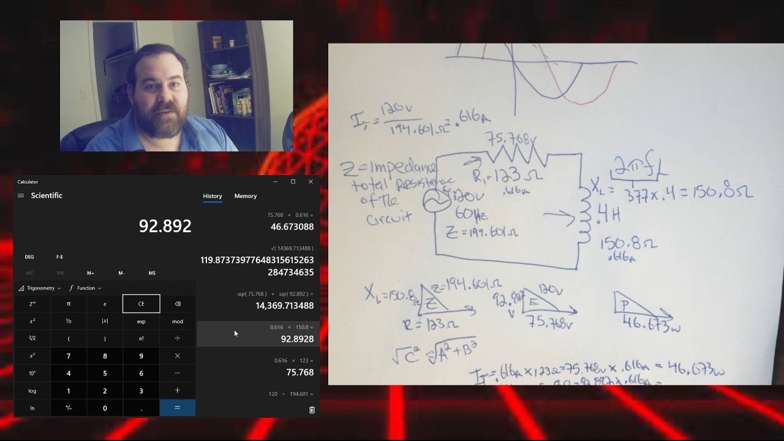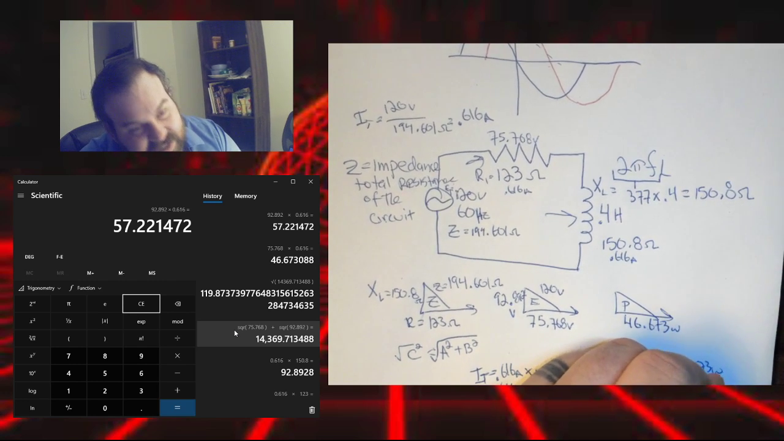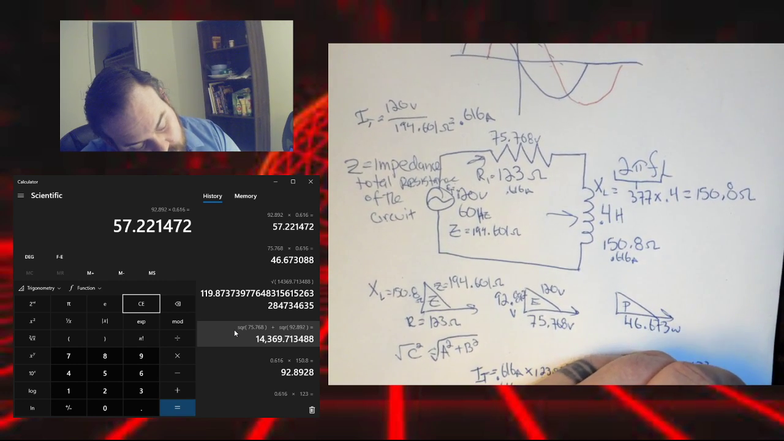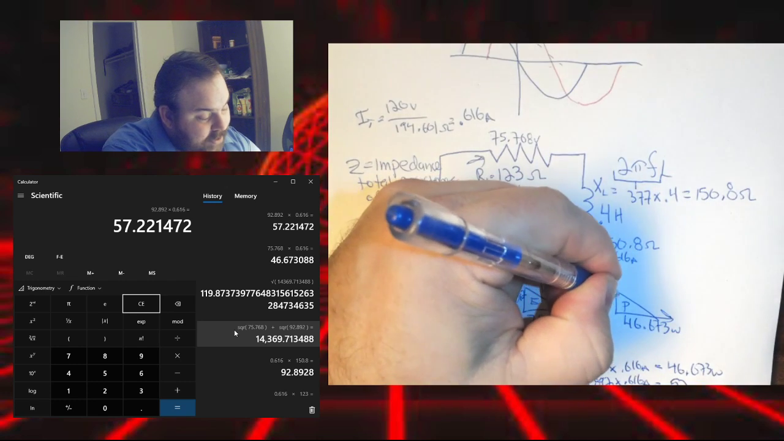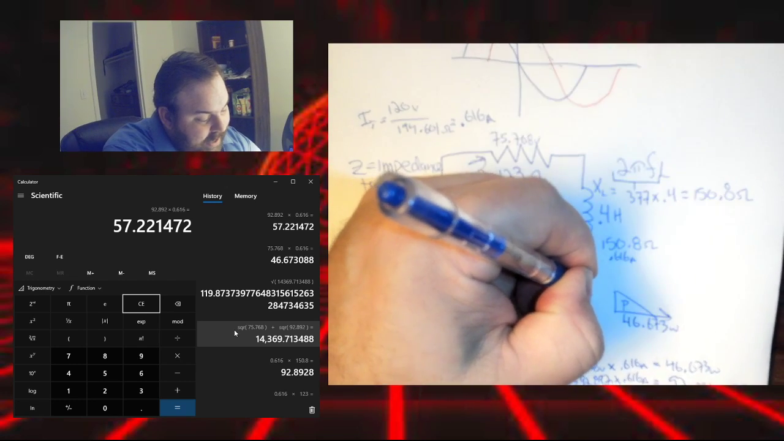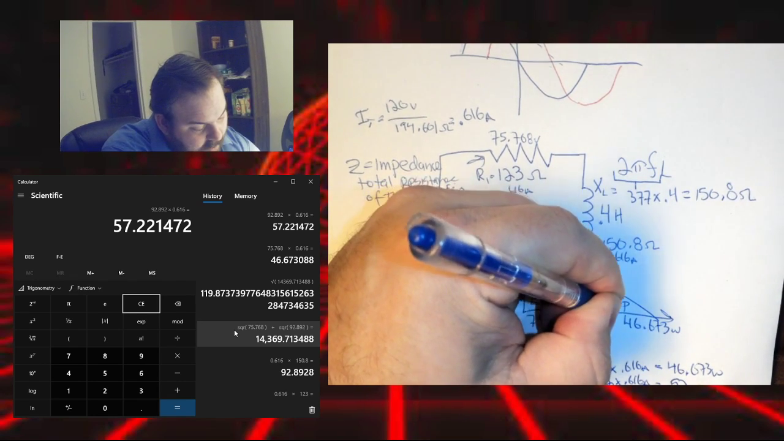92.892, the voltage of the inductive reactance, times 0.616. That gives us 57.221, and we call this VARs, as in the volt-amps reactive. And that goes up on this side. This is our reactive side. 57.221 VARs.